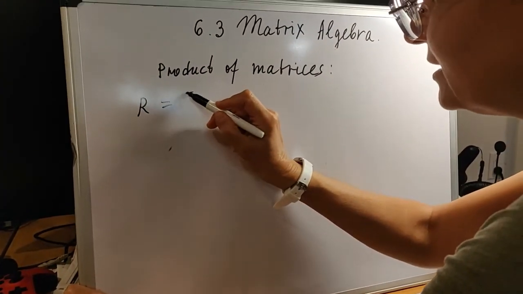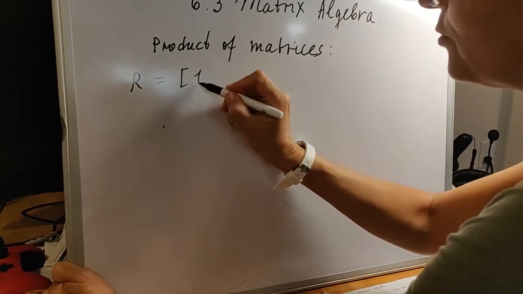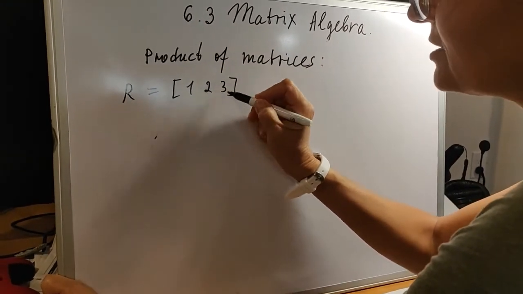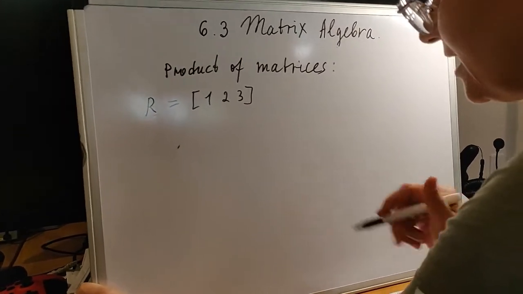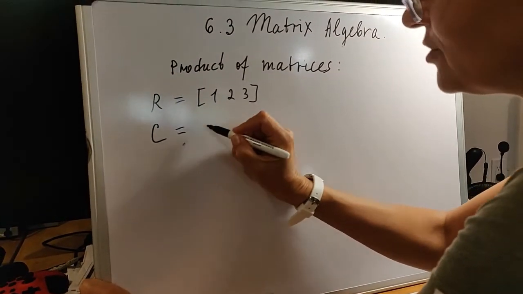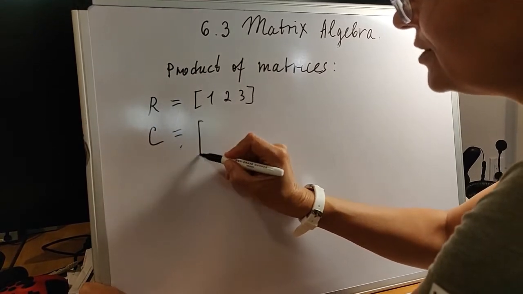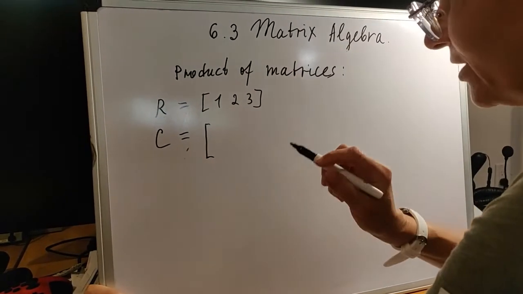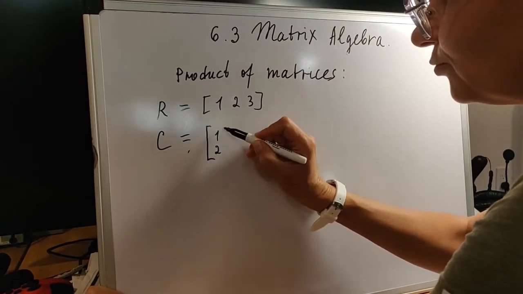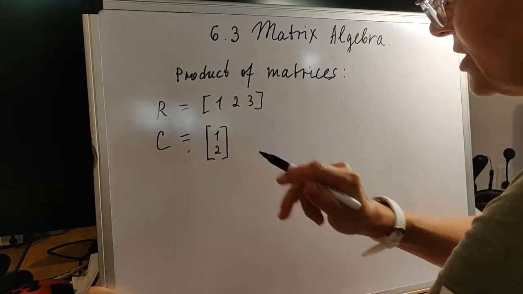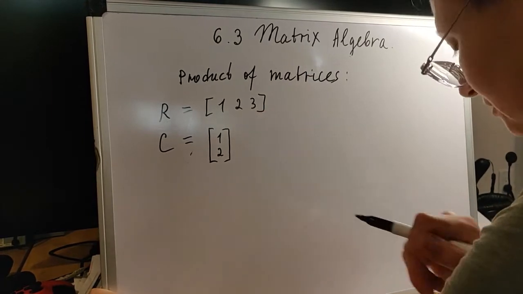A row matrix is a matrix which looks just like one row. I'm going to take the first row of my matrix, and that's going to be a row matrix. So a row matrix is just one row. A column matrix is just one column. I'm going to create one column from nowhere, and this one-column matrix is going to be, for example, 1, 2. So two matrices, a row matrix and a column matrix.